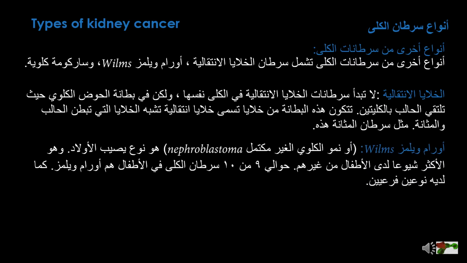Wilms tumor. Like bladder cancer, Wilms tumor, or nephroblastoma, is a type of childhood cancer that starts in the kidneys. It is the most common type of kidney cancer in children. About 9 of 10 kidney cancers in children are Wilms tumors. It has 2 subtypes.